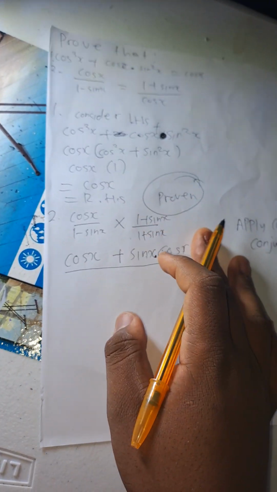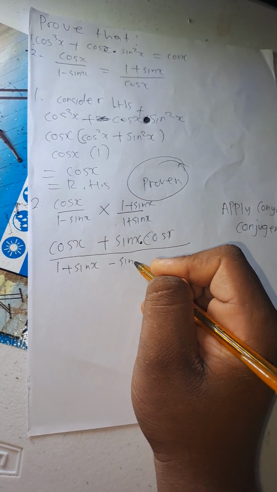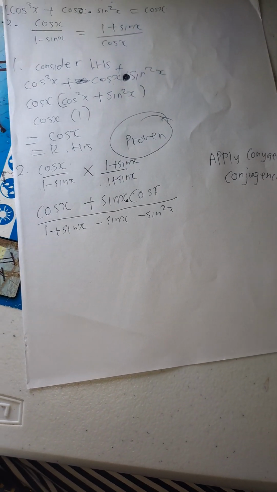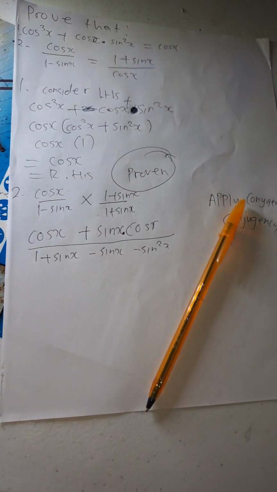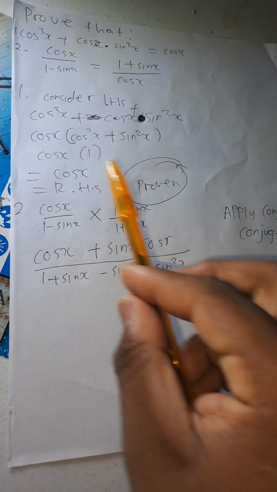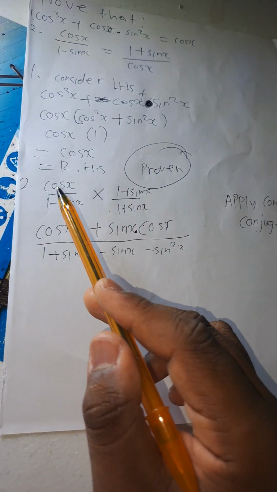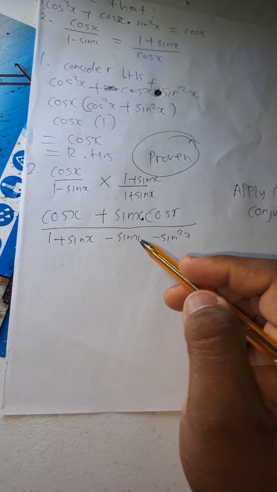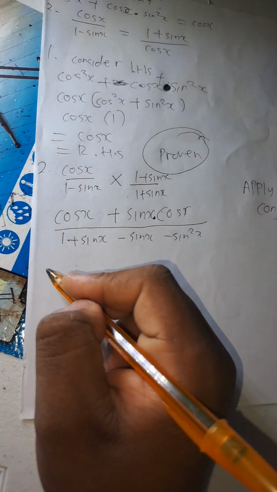let's do this one. So it's going to be 1 plus sine x minus sine x minus sine squared x. This is basically cross multiplying, but not really; it is the same as saying this one times that one, this one times that one. Can you see it? 1 times 1 is 1, plus sine x, which is sine x, and then negative sine x times 1 is negative sine x, and then negative sine x times sine x is minus sine squared x. And then we continue.